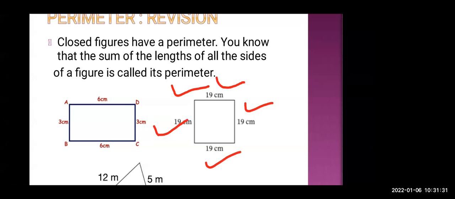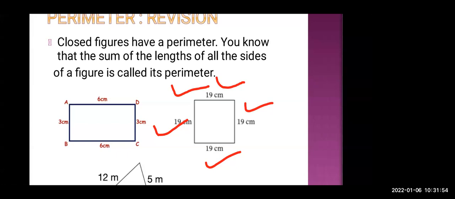So here also measurement is given 19 centimeter, 19 centimeter, 19 centimeter, and 19 centimeter. But in this figure, name is not given like A, B, C, D, P, Q, R, S, T. So what we will write? We will write perimeter of the figure, because name is not given A, B, C, D. So we'll write perimeter of the figure.